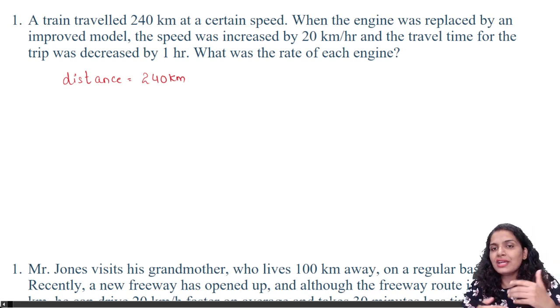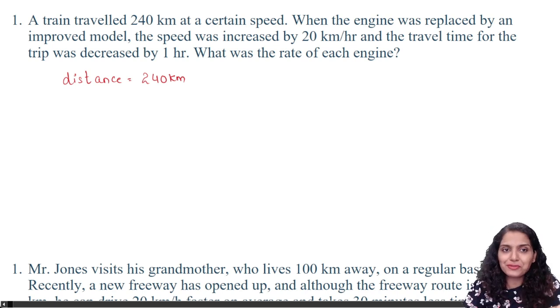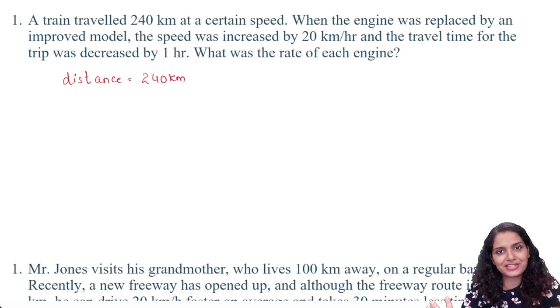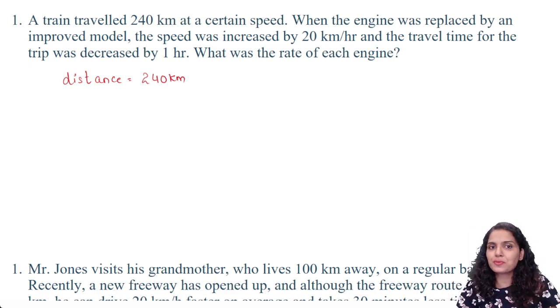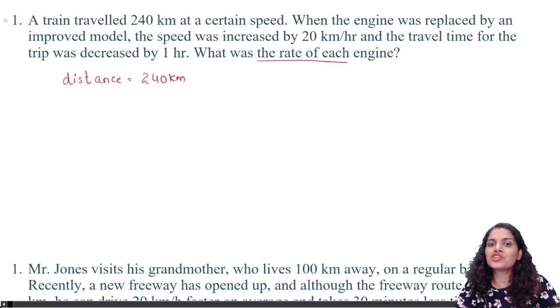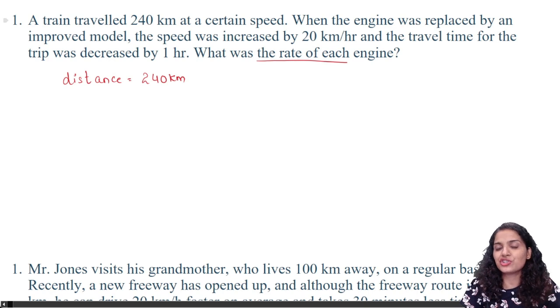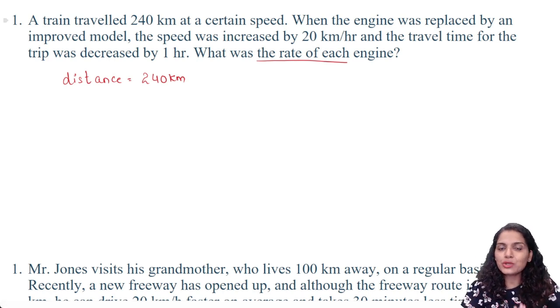Now, when the engine was replaced by an improved model, there will be no change in the distance for sure, right? But the speed was increased. But do we know what the speed was earlier? Look at the question: what was the rate of change of each engine?